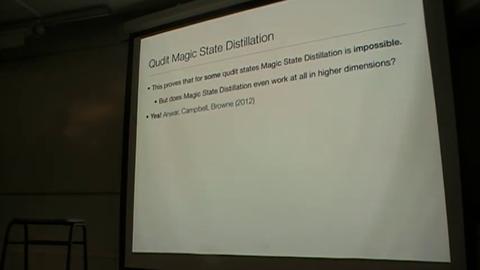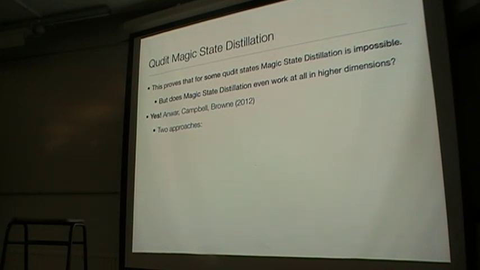Okay, so that tells us that magic state distillation was impossible for certain qudit states. Weirdly, when this paper came out, there were actually no papers in the literature showing that magic state distillation was even possible for qudits. But we were working on this in parallel, and we actually were able to show that yes, magic state distillation does work for qudits.